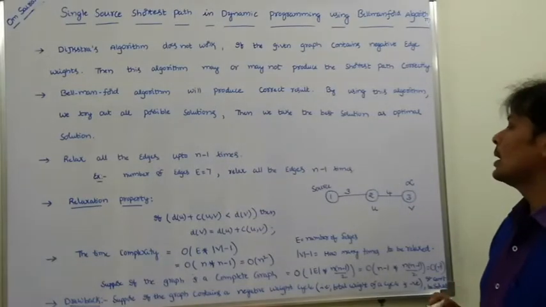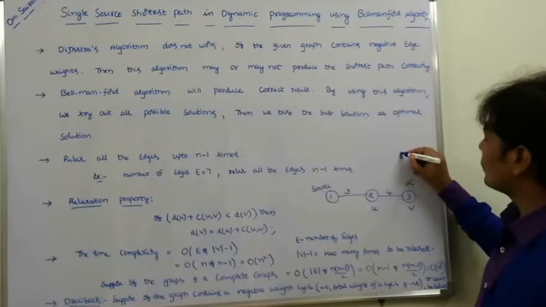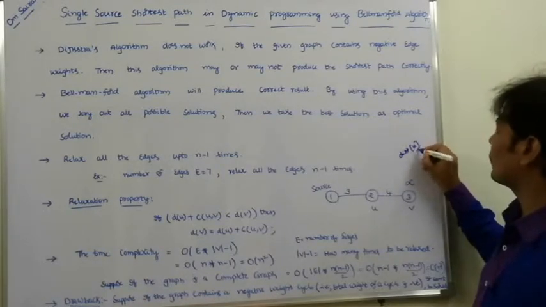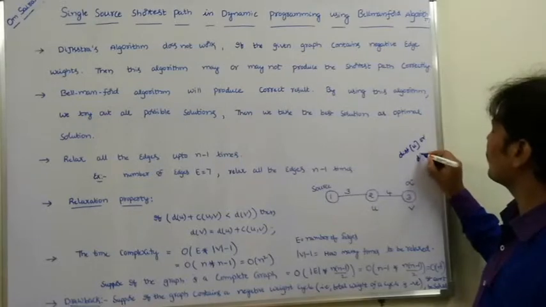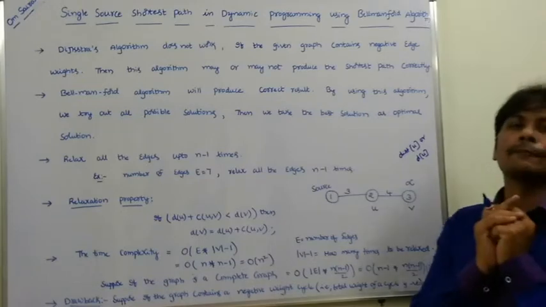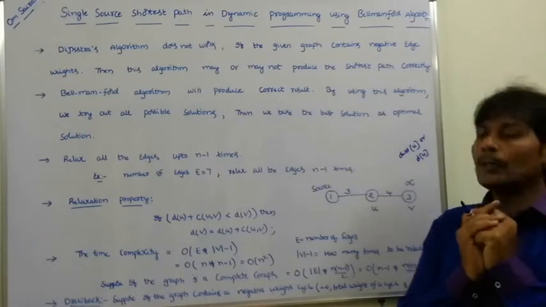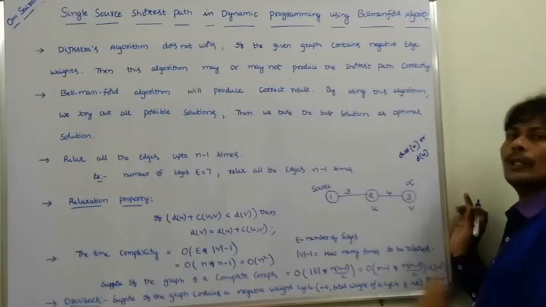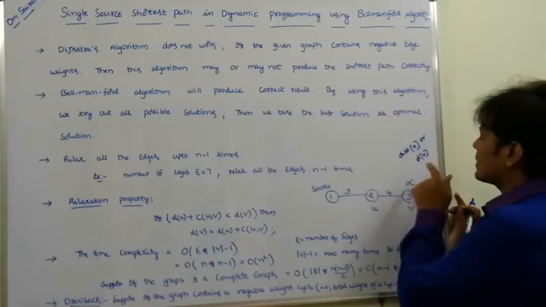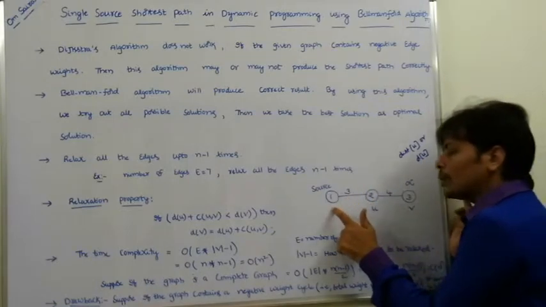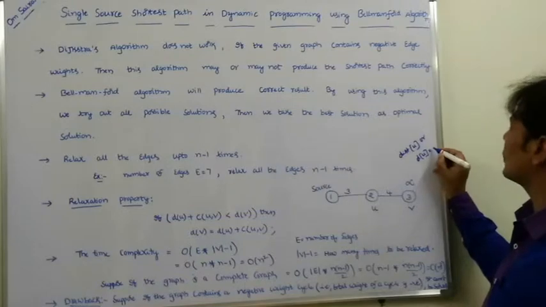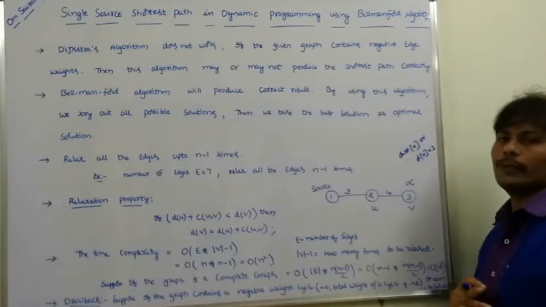Now, dist of u, or d of u. What is the meaning of this? It is the distance from the source vertex to the destination vertex u. Here u is equal to vertex 2, so it is the distance from source vertex 1 to vertex 2. So d of u is equal to 3.